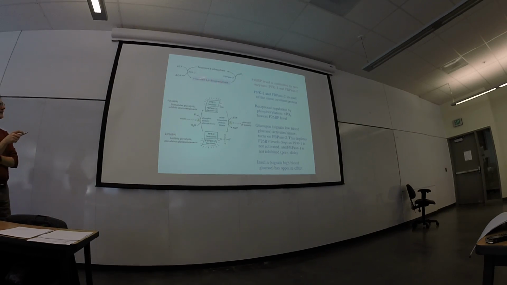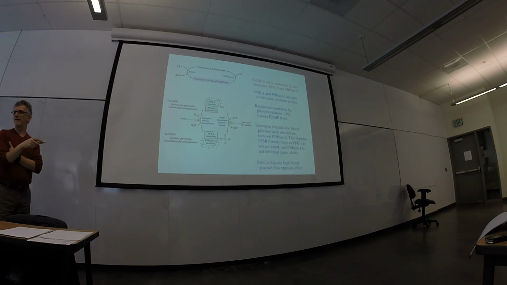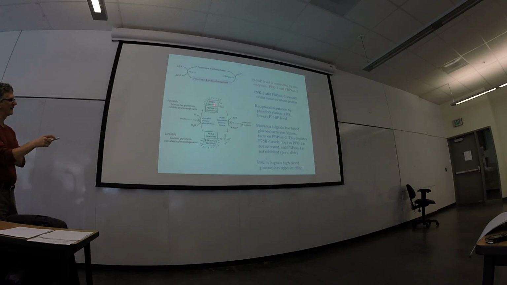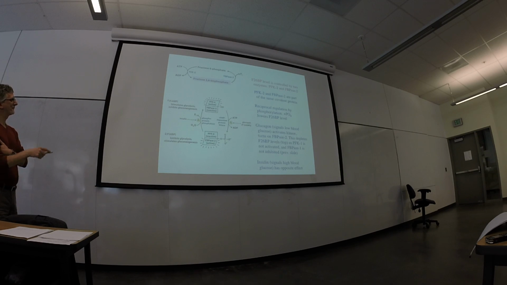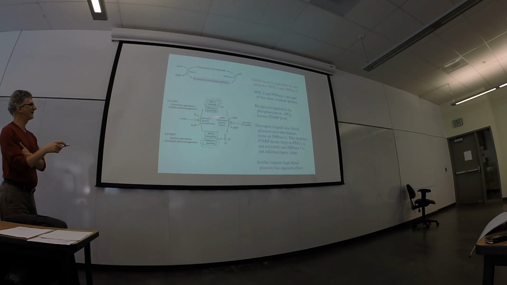So the source of it is F6P. And these two activities, by the way, are also part of the same protein. The same covalent protein actually has both active sites on it. And one of the active sites is active and the other one is not at any particular time. So that's kind of an interesting twist on it.